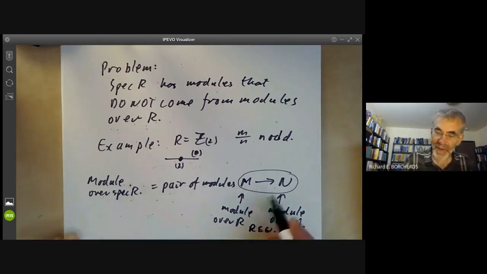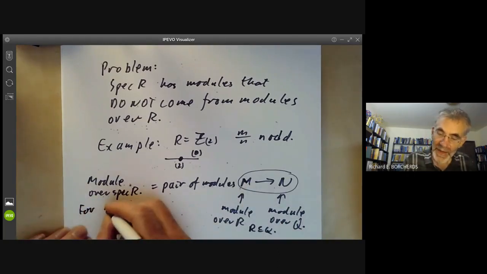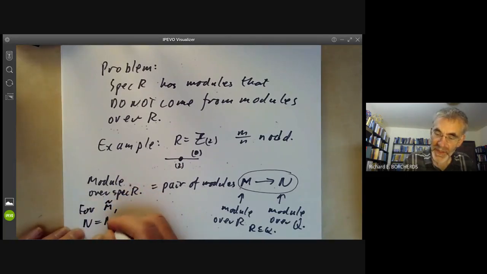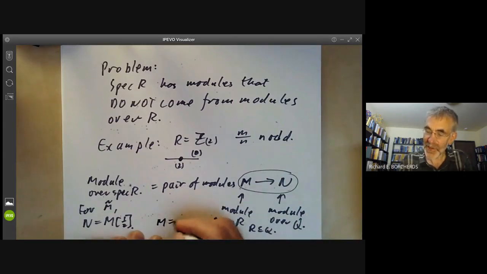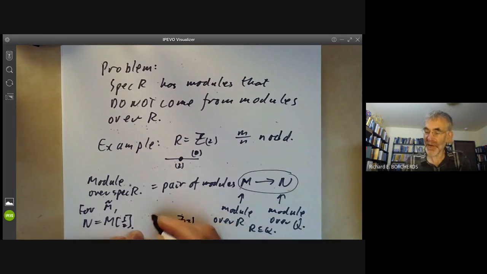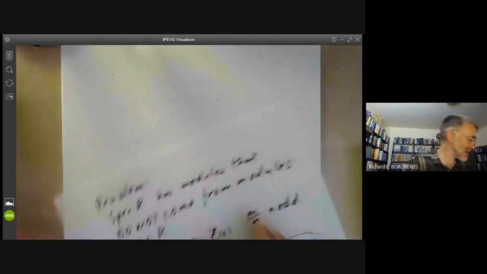However, if you take the sheaf of modules coming from an R module M, for M twiddle, N would have to be M inverted at a half. So the sheaves of modules coming from modules over a ring are very special. Instead of being allowed to choose an arbitrary module over the rationals here, it would have to be of this special form. For example, we can now take M to be Z2 and N to be 0. And this would be a sheaf of modules not coming from a module over R. So this is a real problem because we want modules over the spectrum to be the same as modules over the ring. So how do we fix this?